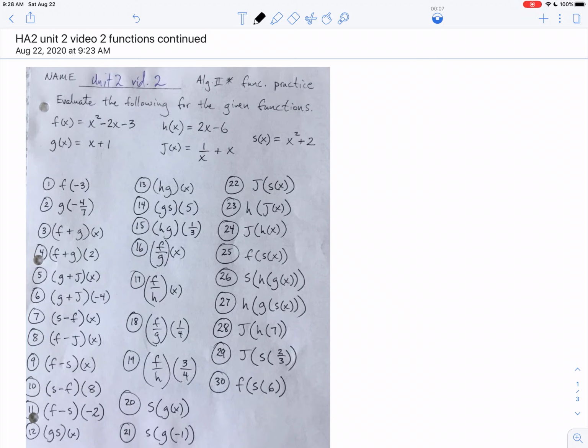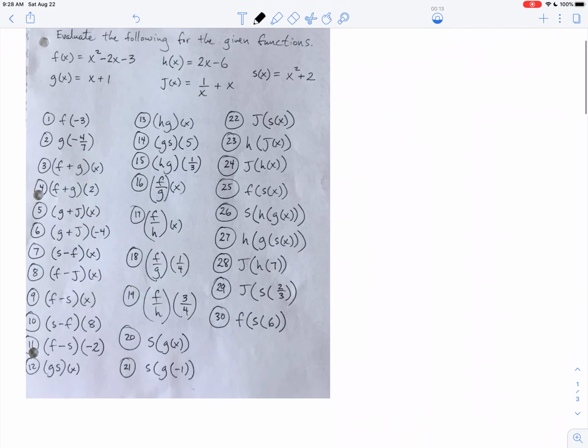Here we go with functions continued. So you can see I'm starting you off here with the assignment I want you to do. You'll notice some of these are composites, but some of these are unique. We haven't talked about adding, subtracting, multiplying, or dividing functions. Also, I gave you a couple triples, like number 27 here.